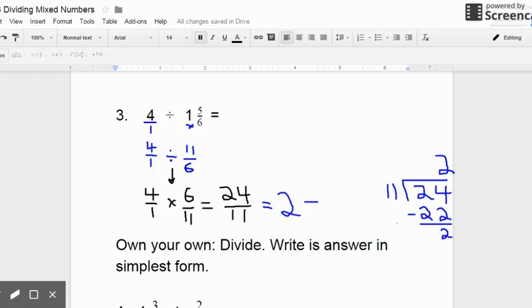The remainder, or what's left over down here, goes to the top of the fraction. And the 11 comes over. Always.